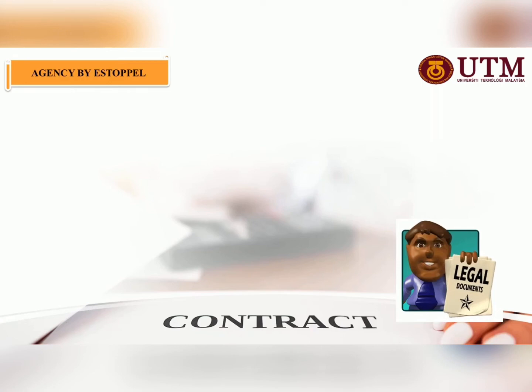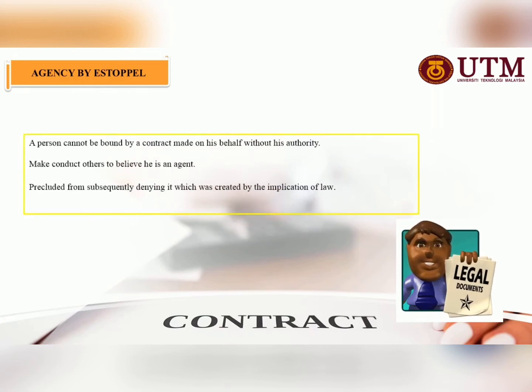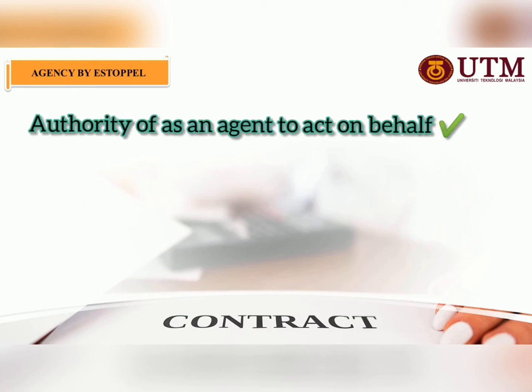Agency by estoppel describes that a person cannot be bound by a contract made on his behalf without his authority. However, if he by his words and conduct allows a third party to believe that a particular person is his agent, even when he is not, and the third party relies on it to the detriment of the third party, he will be estopped or precluded from denying the existence of that person's authority to act on his behalf. In short, agency by estoppel means that a defendant will be liable to a plaintiff because the defendant's negligence caused the plaintiff to reasonably rely on there being an agency relationship between the defendant and someone who purported to act on behalf of the defendant.